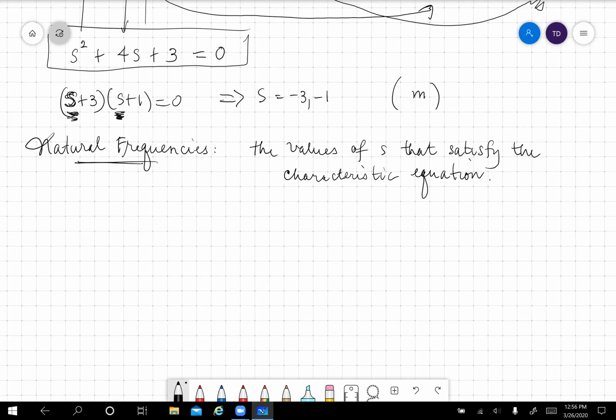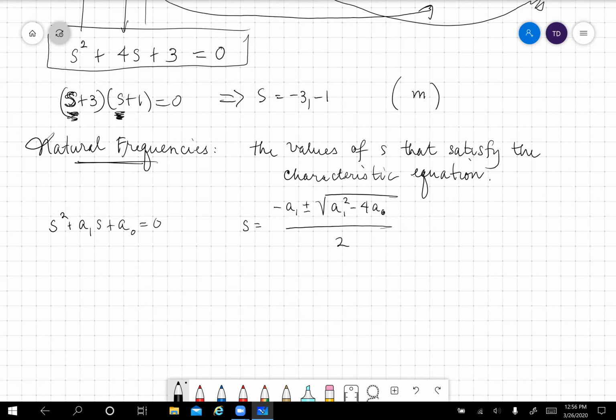And the way we find it from the differential equation is we go from the differential equation to the characteristic equation, which looks like this: S squared plus A1S plus A0 equals 0. And then we find the solutions based on the quadratic formula. S equals minus A1 plus or minus the square root of A1 squared minus 4A0, all divided by 2.